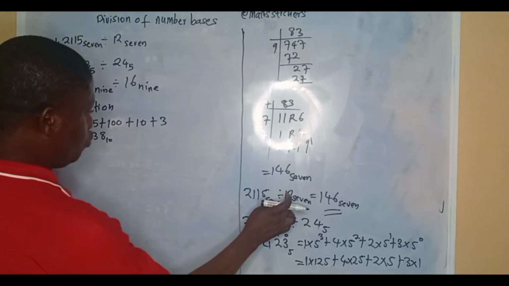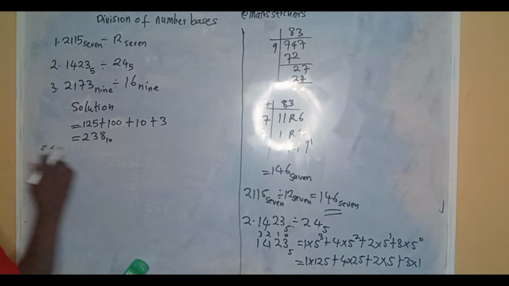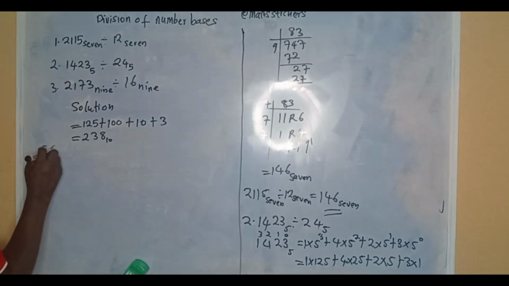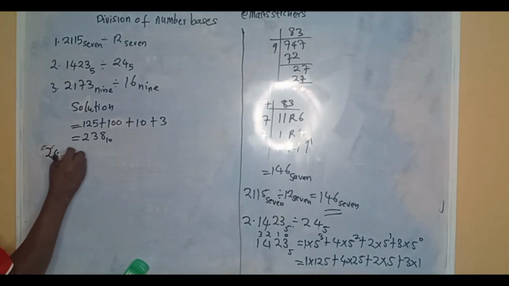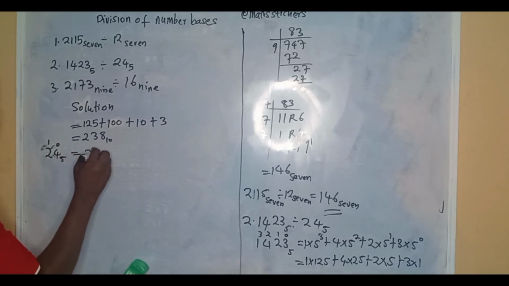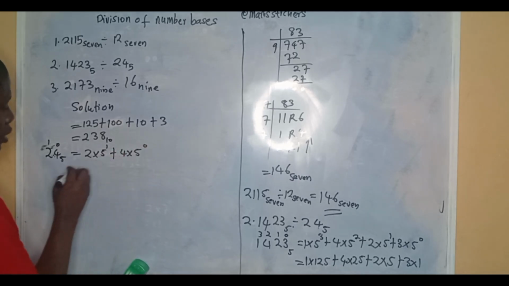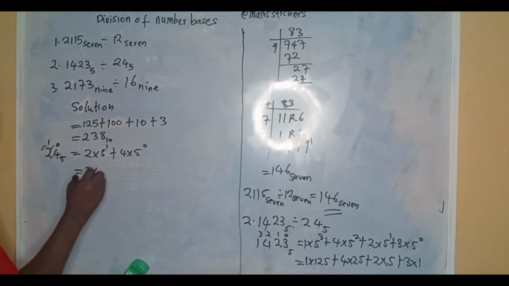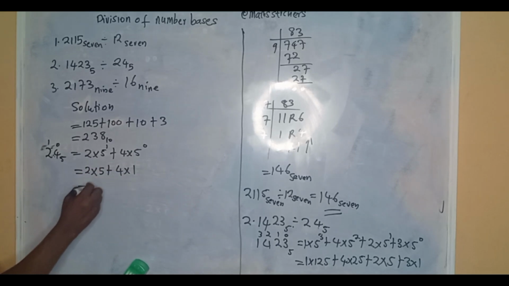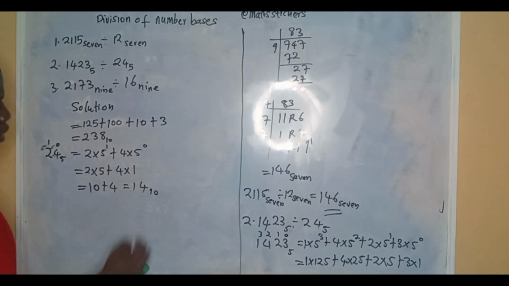Okay. So we're going to be converting 24 in base 5 to base 10 as well. So we'll have 24 in base 5. Their place values are 0, 1. So we're going to have 2 times 5 raised to the power of 1 plus 4 times 5 raised to the power of 0. And that will give us 2 times 5 plus 4 times 1. So this will give us 10 plus 4. And that will give us 14. Okay. This is in base 10.